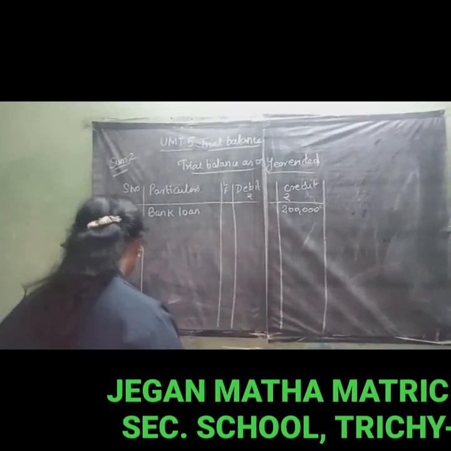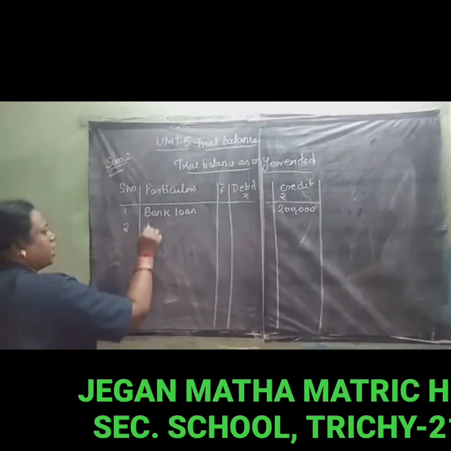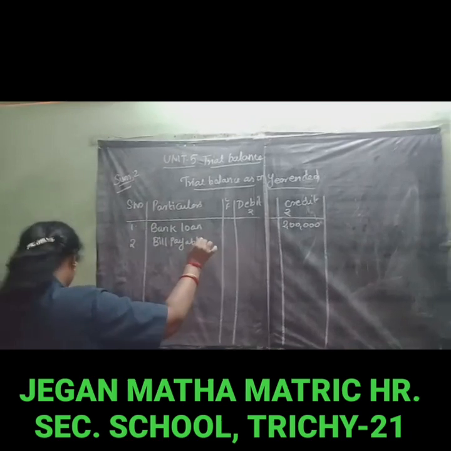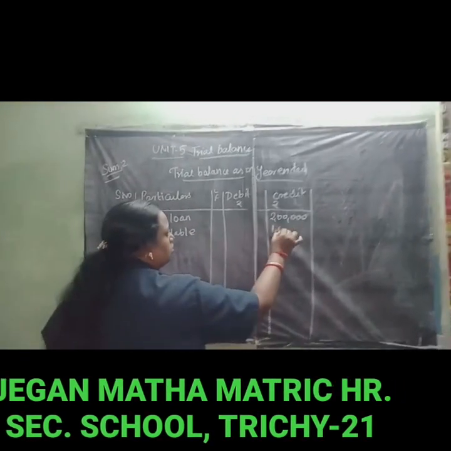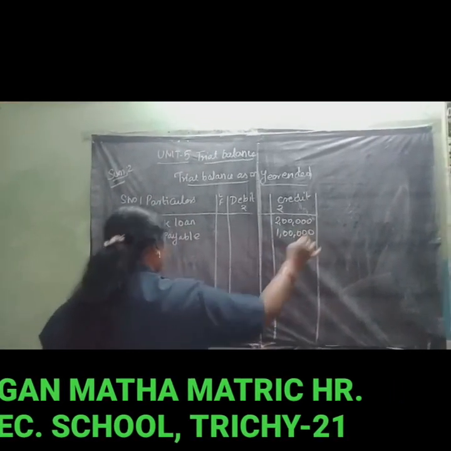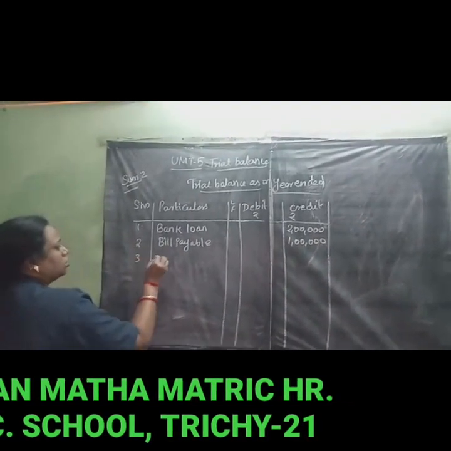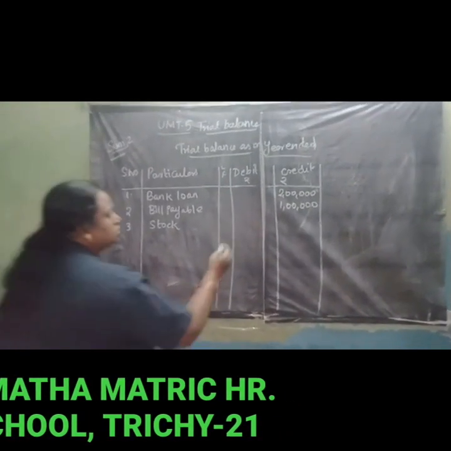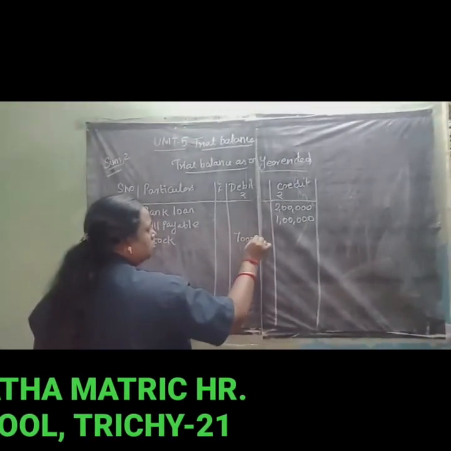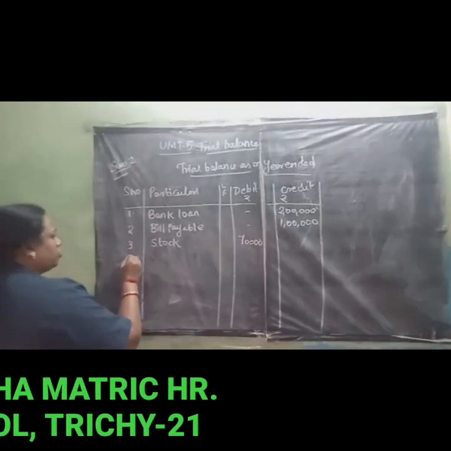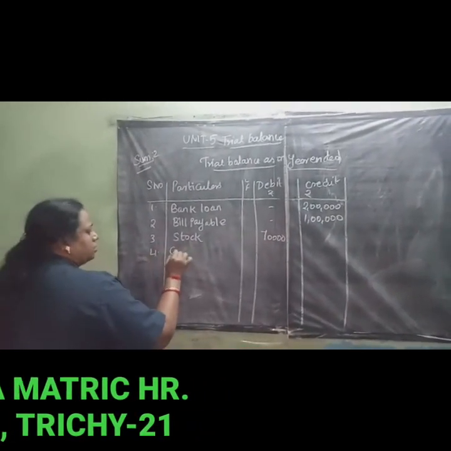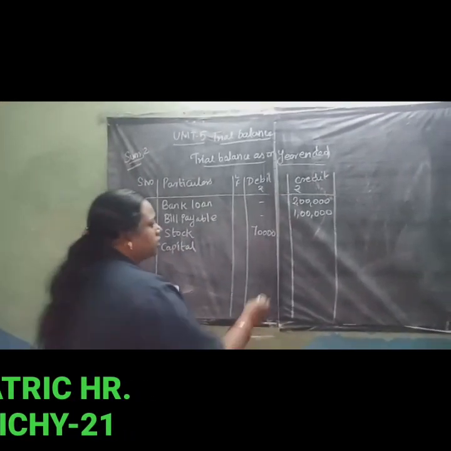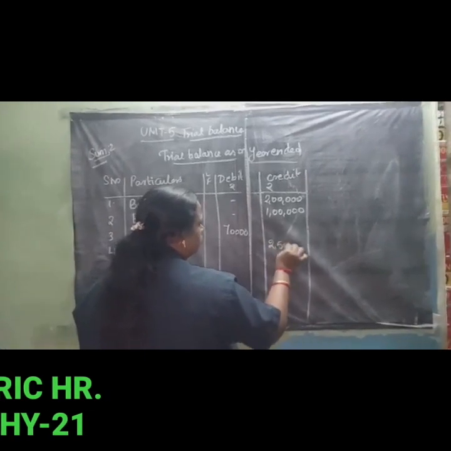Then second one, bills payable. Bills payable is also a liability. So write on the credit side, bills payable 1 lakh. Third one, stock. Stock is an asset. So asset debit side, amount 70,000. Then fourth one, capital. Capital is a liability. So liability, write on the credit side, 2,50,000.